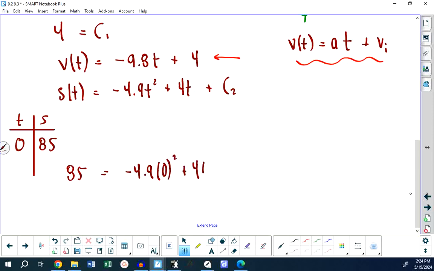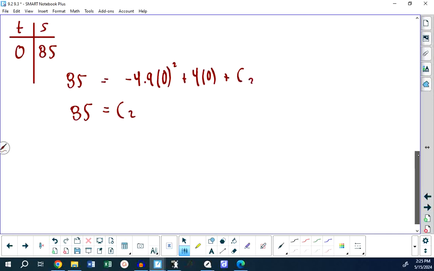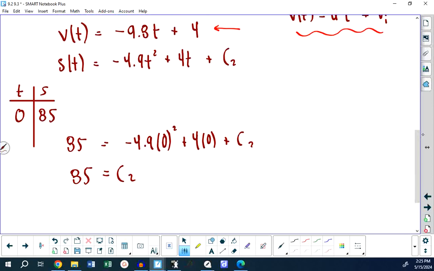This seems like just a waste of time, I know. We're showing here that the constant in the position function is 85, which is the initial position. That's why it's called initial conditions. So now we have 85 equals C2, which means we have the position function. The position function now will be S of t equals negative 4.9 t squared plus 4t plus 85.